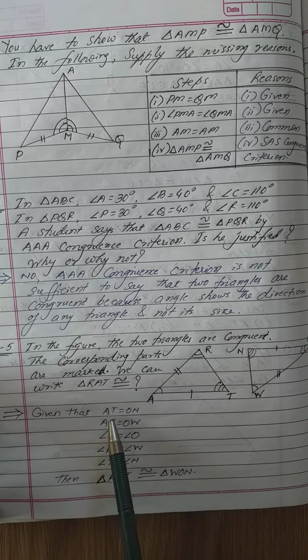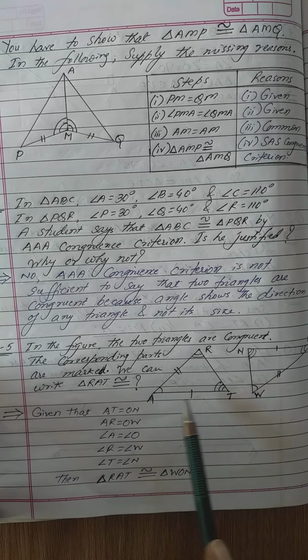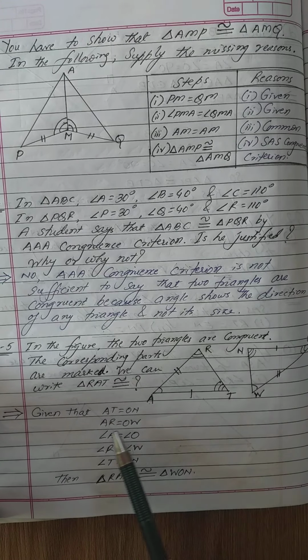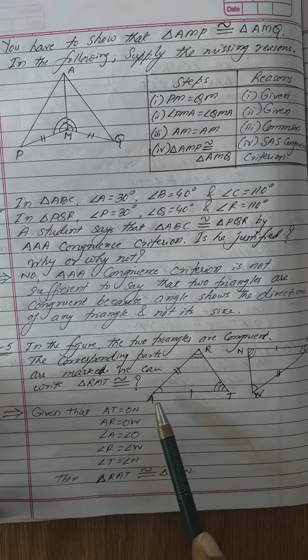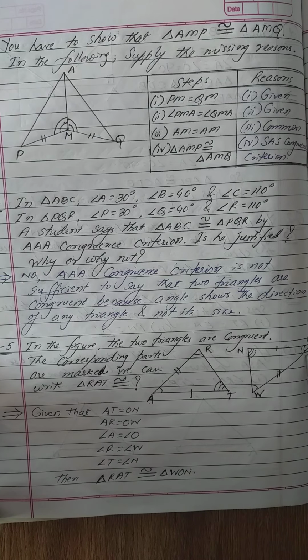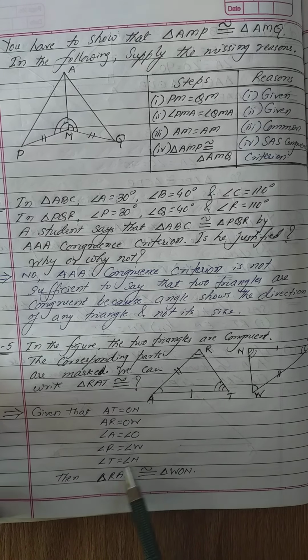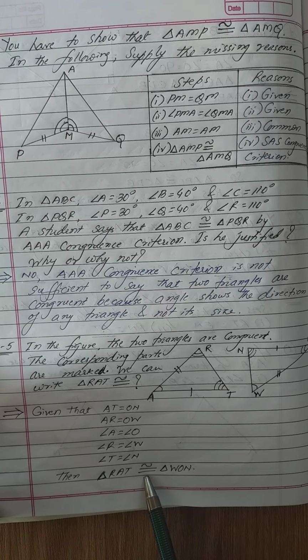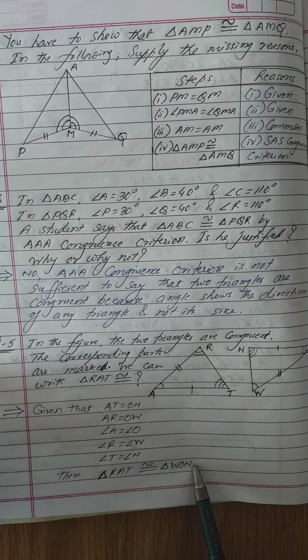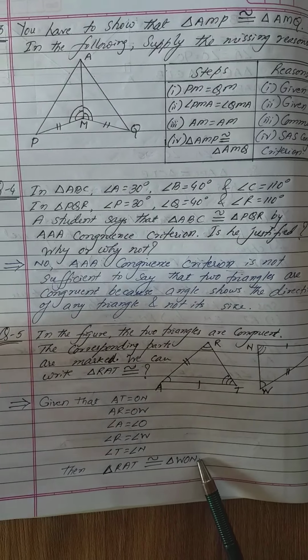Here it is given that AT is equal to ON, AR is equal to OW, angle A equal to angle O, angle R equal to angle W, and angle T is equal to angle N. Therefore, triangle RAT is congruent to triangle WON. Moving ahead to question number 6.